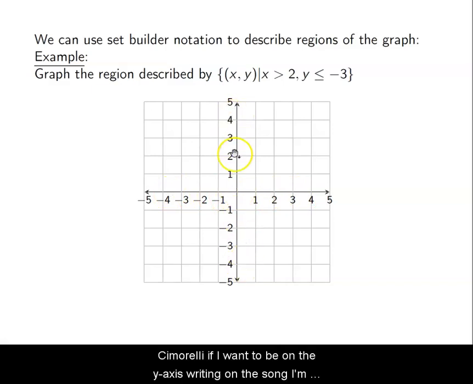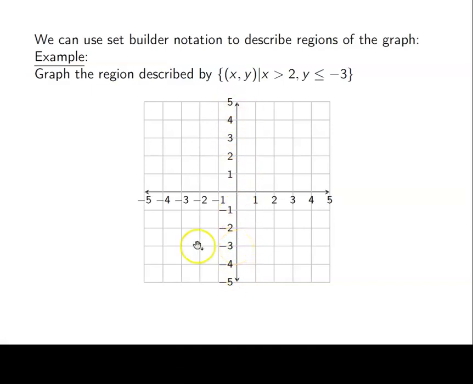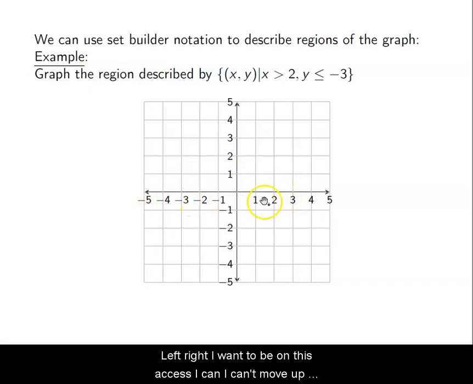Similarly, if I want to be on the y-axis, right, notice what I'm doing. I'm going up and down, but I'm not going left or right. So if I want to be on the y-axis, I can only move up and down. I cannot move left or right. If I want to be on this axis, I can't move up or down. If I want to be here, I can't move left or right.